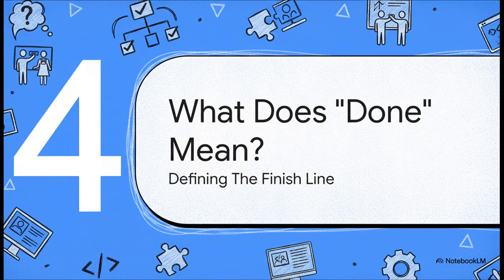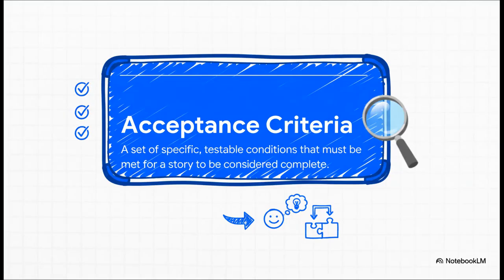Right. So we need to answer that question. What does done actually mean? To solve this whole thing, we've got to define, in black and white, exactly what done looks like. We need a checklist, a set of conditions that tell us without a doubt that this thing is finished and working. And that, my friends, is where acceptance criteria come into the picture.